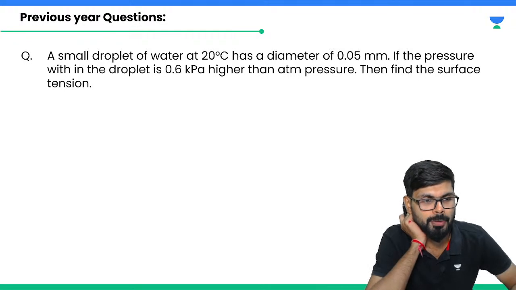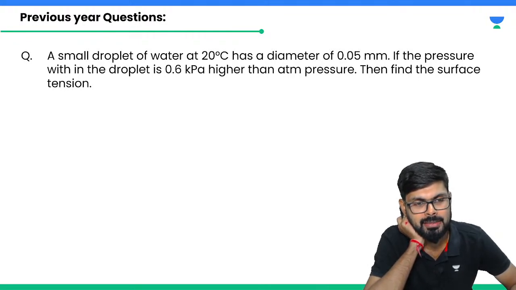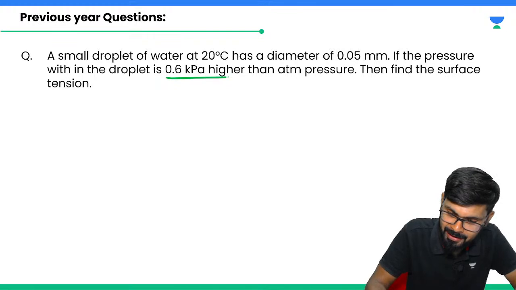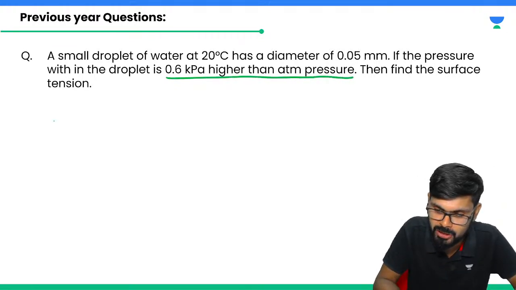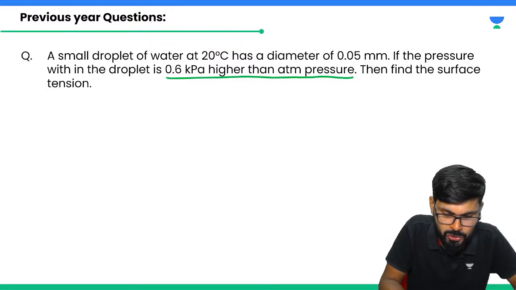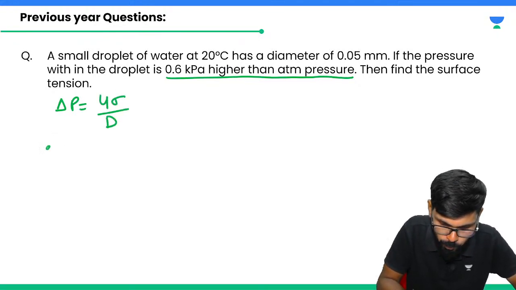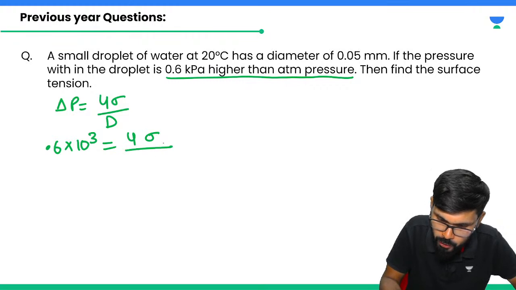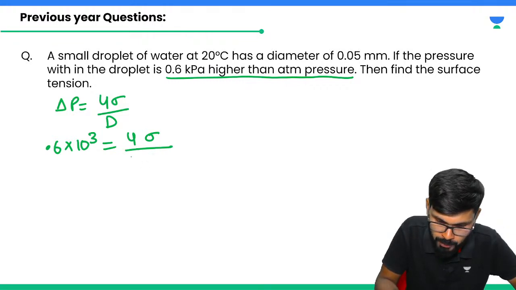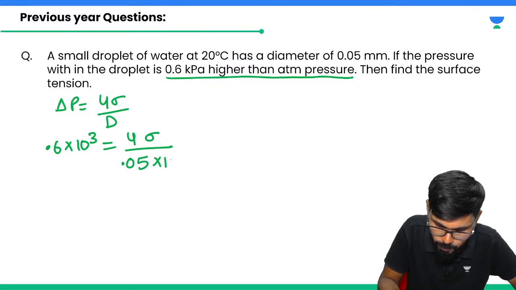A small droplet of water at 20 degrees centigrade has a diameter of 0.05 mm. If the pressure within the droplet is 0.6 kilopascal higher than atmosphere, meaning delta P is given, then find the surface tension. It is a small droplet of water. Droplet of water means delta P is equal to 4 sigma by D. Now this value is given as 0.6 kilopascal, in pascal 0.6 into 10 to the power 3 is equal to 4 sigma by D. We need to find sigma. D value is given, 0.05 mm, which is 0.05 into 10 to the power minus 3.